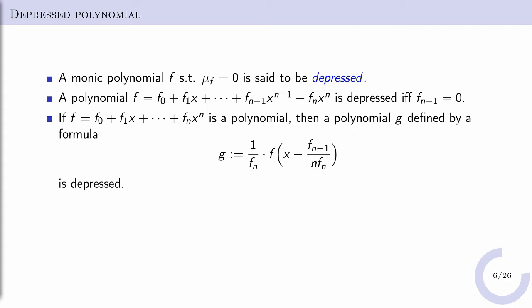It turns out that we can depress any polynomial in a very easy way. We just shift the roots, shift the graph of the polynomial. We compose the polynomial with a shift that moves the mean of the roots to 0. So we replace any given polynomial f by a polynomial of this form, so that the mean of its roots will be shifted to 0.